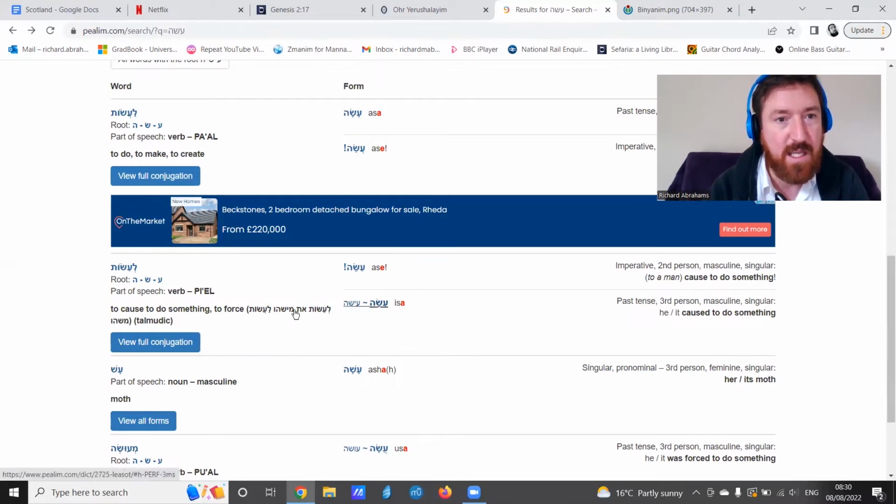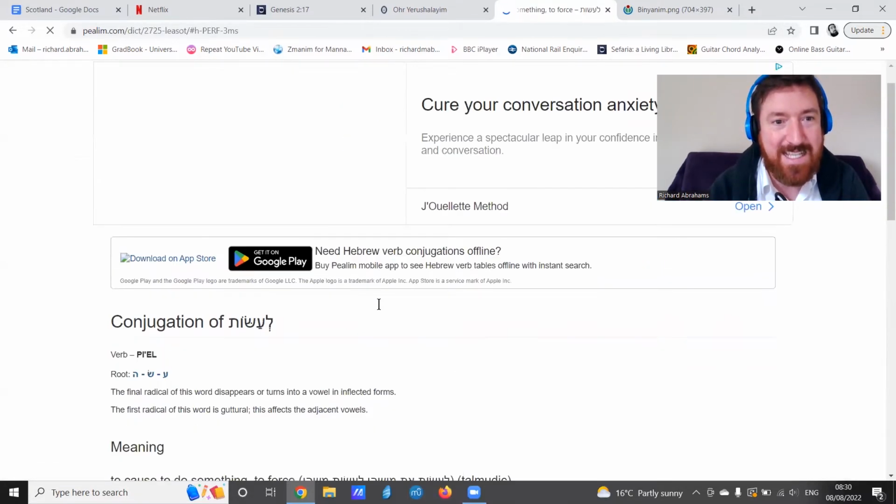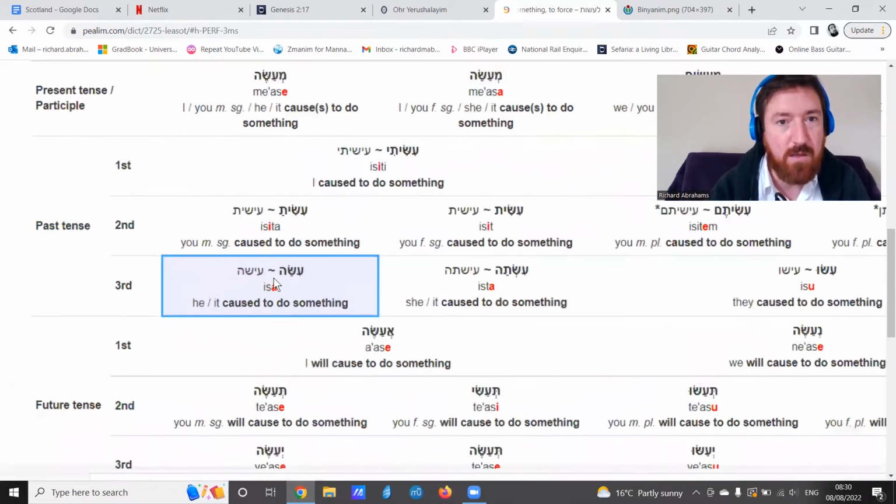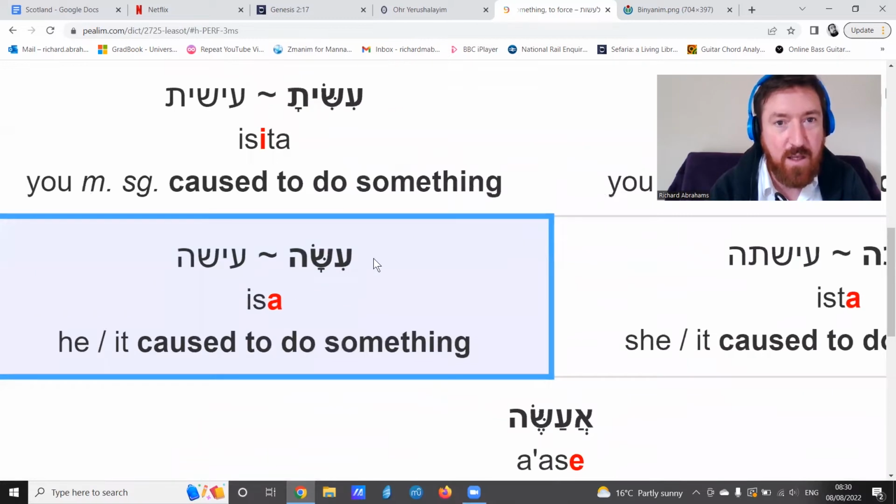Okay, so let's take asa, which is the pa'al, right? And where is the one that's asa? Well, it is the third person masculine past tense, asa. So asa is the third person masculine past tense for the pa'al, and the pi'el is the third person masculine past tense. So we always start with the third person masculine past tense.